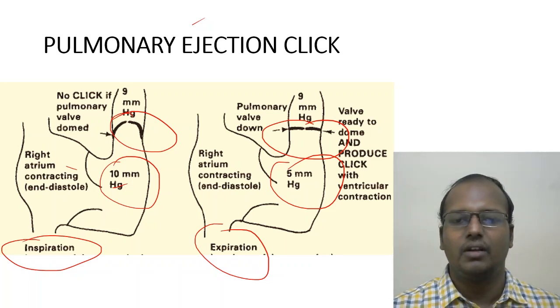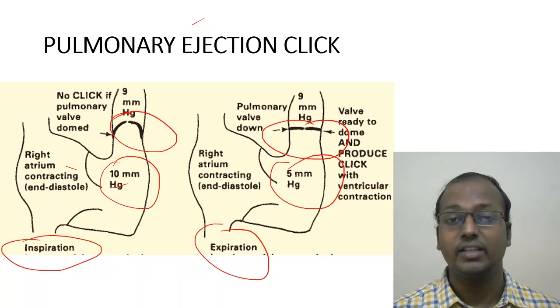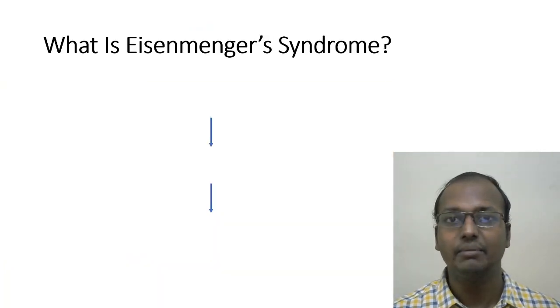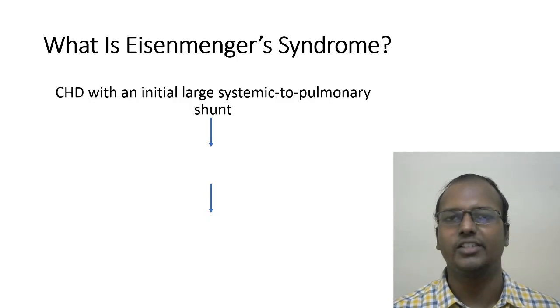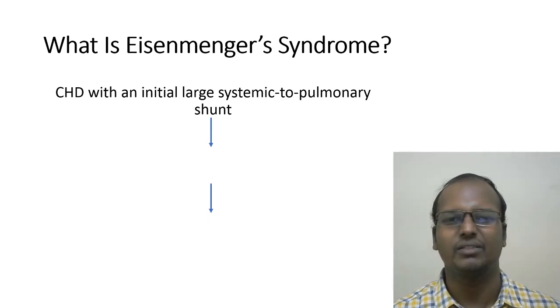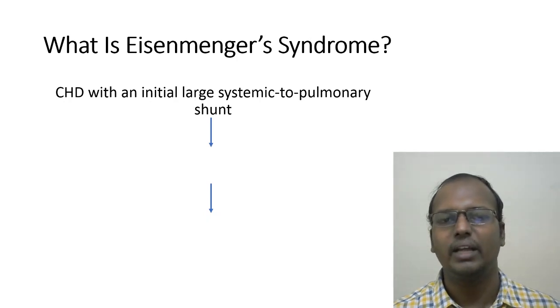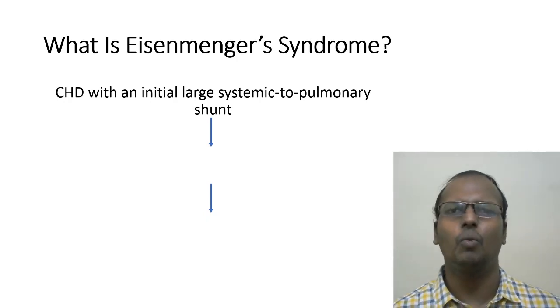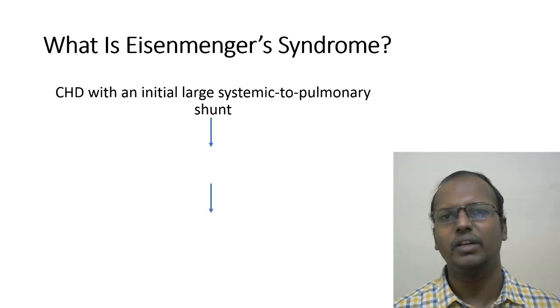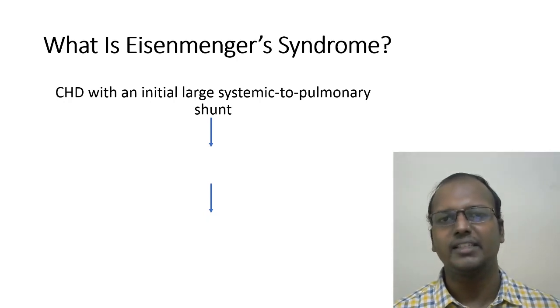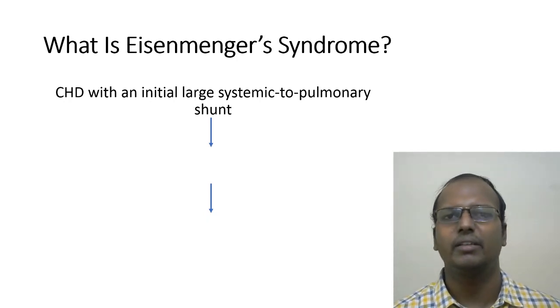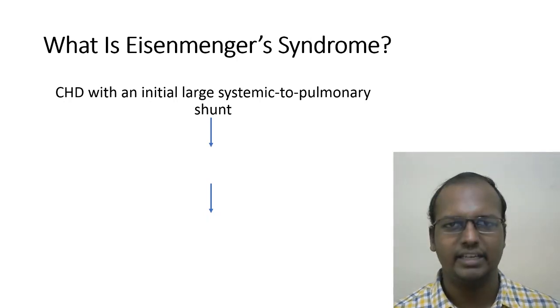Now tell me, what is the cause of Eisenmenger syndrome? Any idea? Cyanotic congenital heart disease with an initial large systemic to pulmonary shunt. What is the meaning of that? For example, take an ASD or a VSD. Initially, the systemic circulation pressure will be 120 millimeters of mercury, right? So the blood from the left side of the heart, the oxygenated blood, will enter into the right side of the heart.